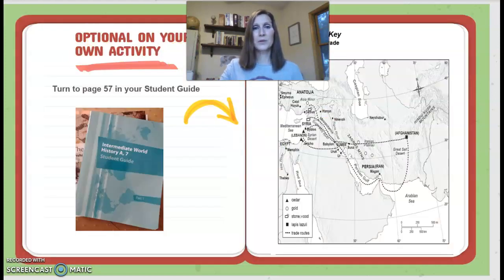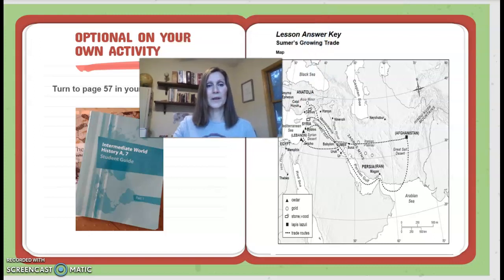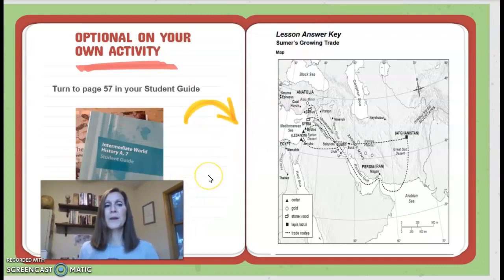And then here we come to page 57 in your student guide. So this is a map. You can go ahead and pause this video and fill this in. But really, the main reason that I would like you to take a look at this, the activity is optional. You can even just turn to the page and fill in the answers from this page.